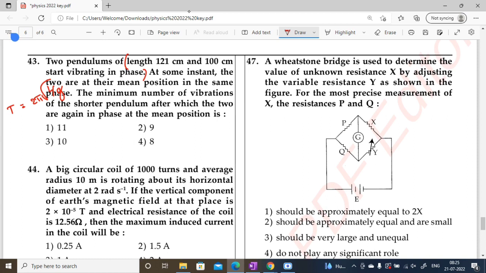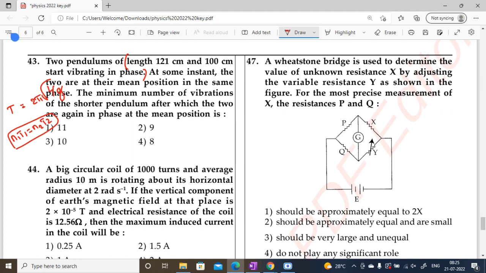So one is like N1 T1, which is equal to N2 T2. Let me frame this equation on my own. They are asking to compare two pendulum situations, having lengths of 1.21 and 1 meter, and they're vibrating in the same phase.